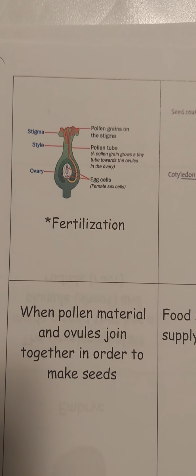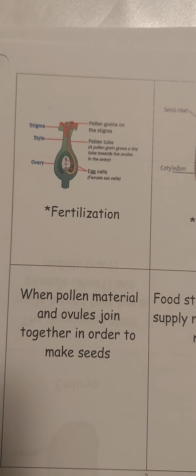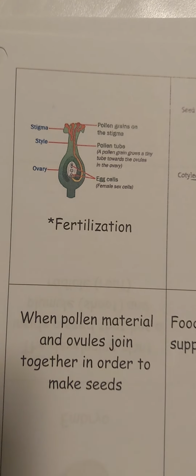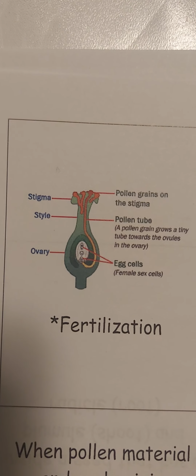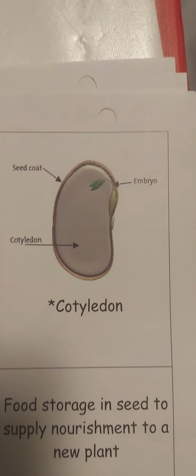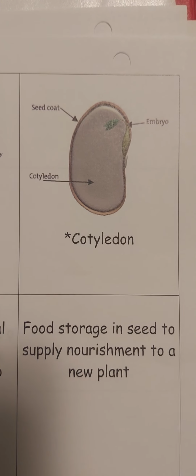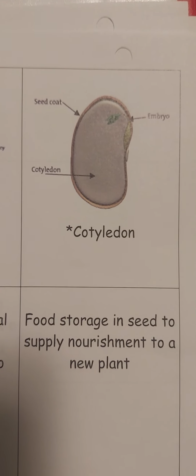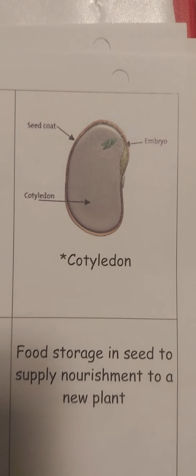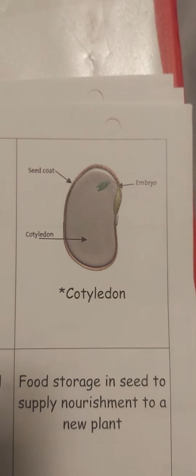Fertilization, when pollen material and ovules join together in order to make seeds. Look, it's happening in the ovary. Cotyledon, food storage in a seed to supply nourishment to a new plant. Cotyledon, kind of like the egg yolk in an egg.